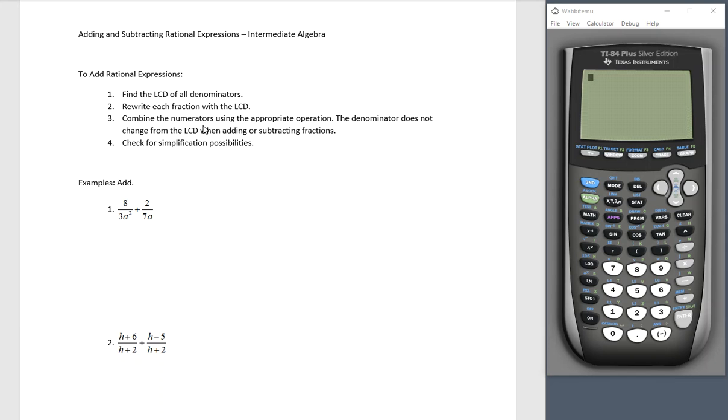Now we're going to combine the numerators using the appropriate operations. All right, so once our denominators are the same, that same denominator carries through the whole operation.